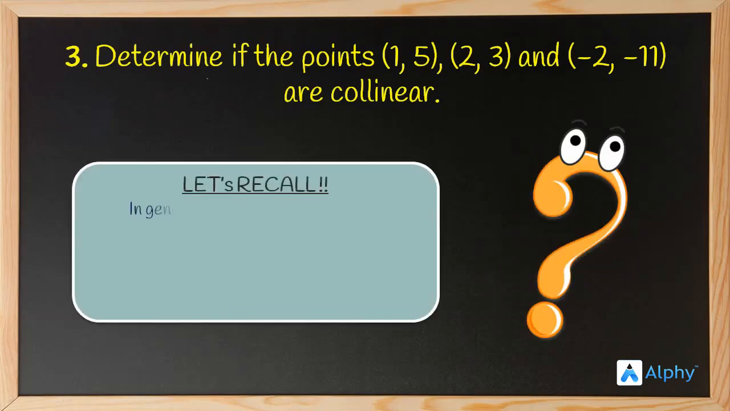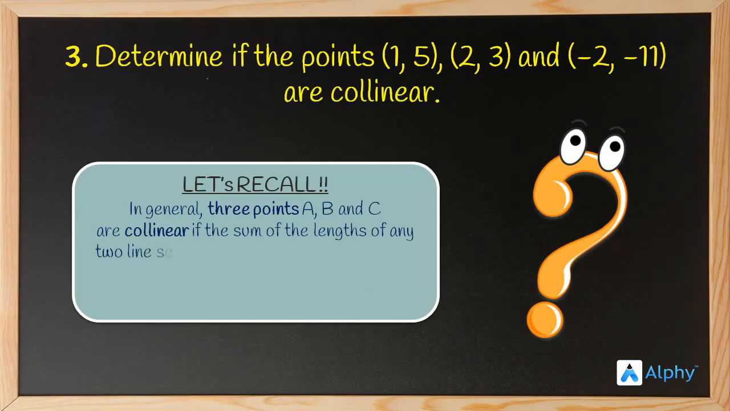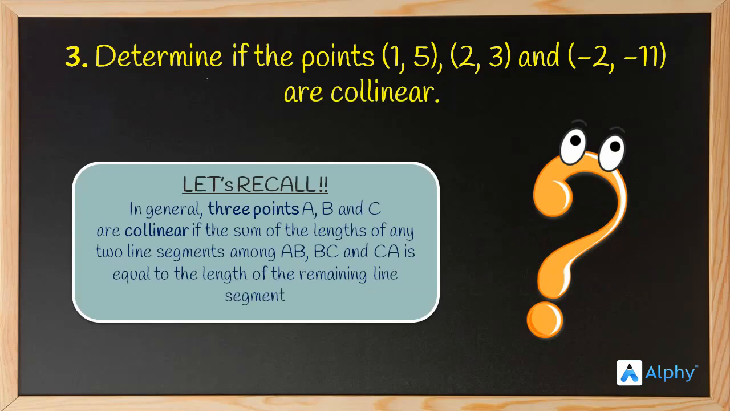Before we proceed, let's recall the property. In general, three points A, B and C are collinear if the sum of the lengths of any two line segments among AB, BC and CA is equal to the length of the remaining line segment. So, we'll do the same and find out if the points are collinear or not.